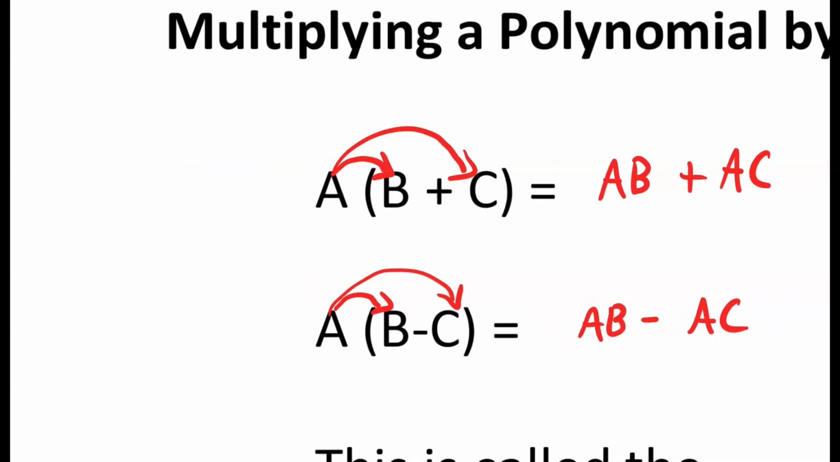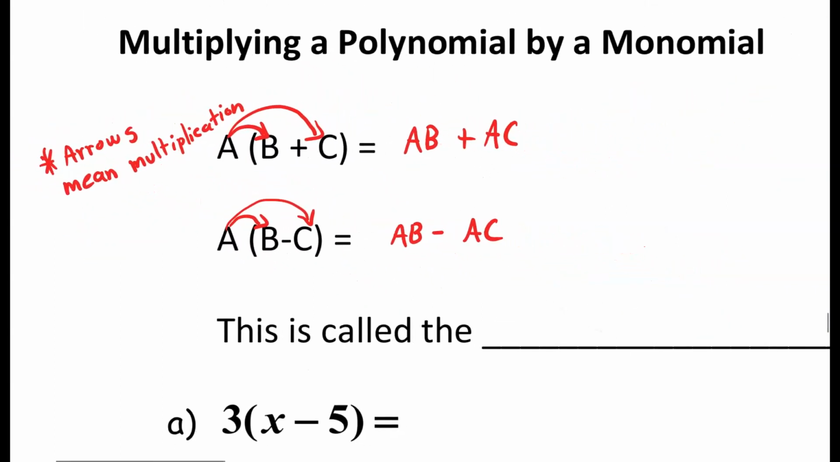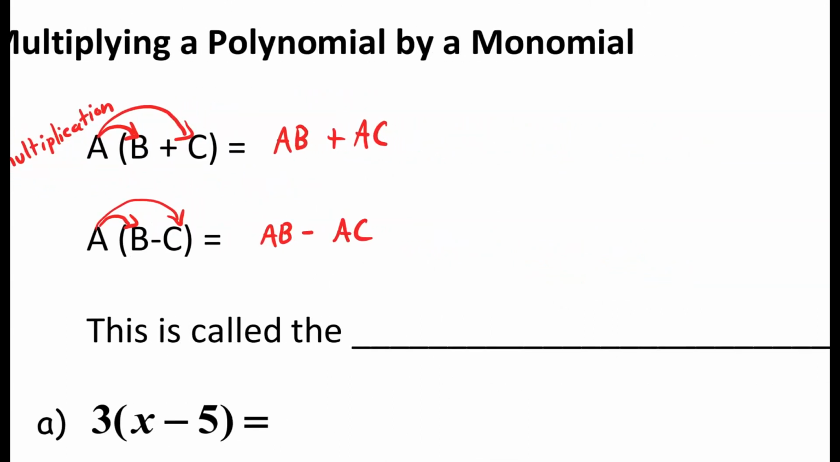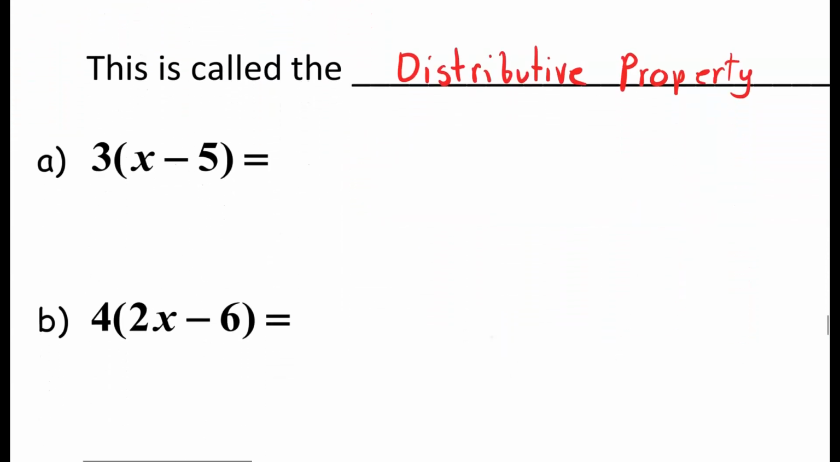And I'll just write over on the side here, just as a reminder, that the arrows mean multiplication. Now, when we're multiplying a polynomial by a monomial, this is called the distributive property. It's called this because you're distributing the a within the brackets. So you're getting ab and ac. Let's do an example here. So we have 3 on the outside, and then inside the brackets we have x subtract 5.